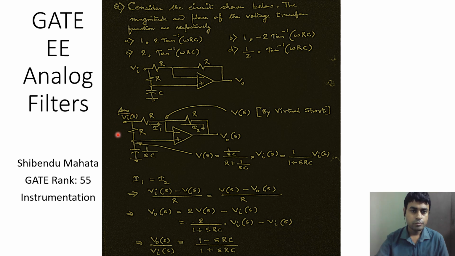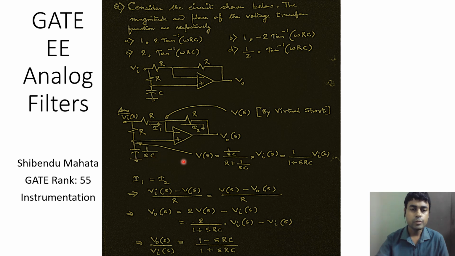With this divider network, we can frame the expression for the voltage at this node. Let's call it V(S), and this will be equal to this impedance, 1 by SC, divided by the summation of R plus 1 by SC, multiplied by Vi(S). So V(S), the voltage at this node, is given by 1 by 1 plus SRC multiplied by the input voltage Vi(S).